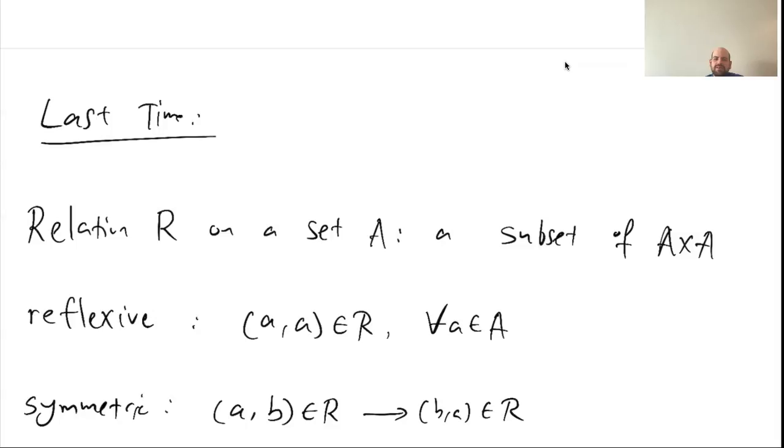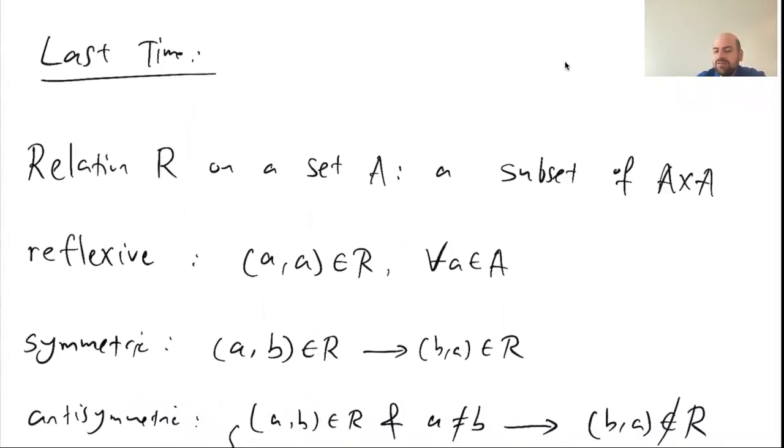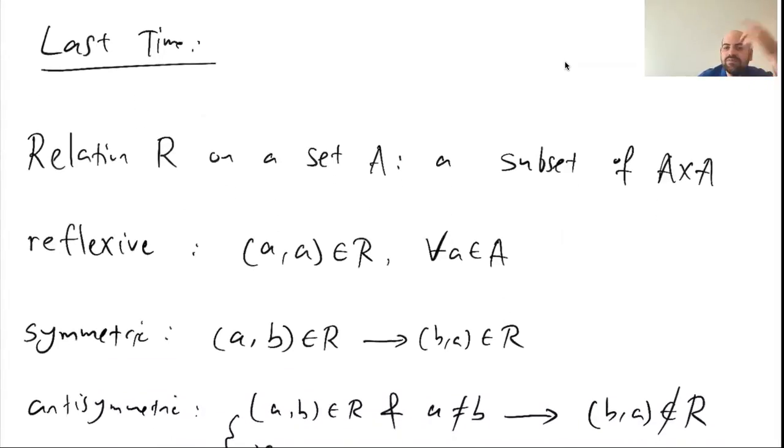For example, reflexive relation. Reflexive relation means a relation where every element of the form (a, a) is in R, for every a in A. Then we defined symmetric relation. Symmetric relation means (a, b) in R implies (b, a) is in R. So for example, if (1, 2) is in R, then (2, 1) must be in R. Or if (1, 3) is in R, (3, 1) must be in R in a symmetric relation.